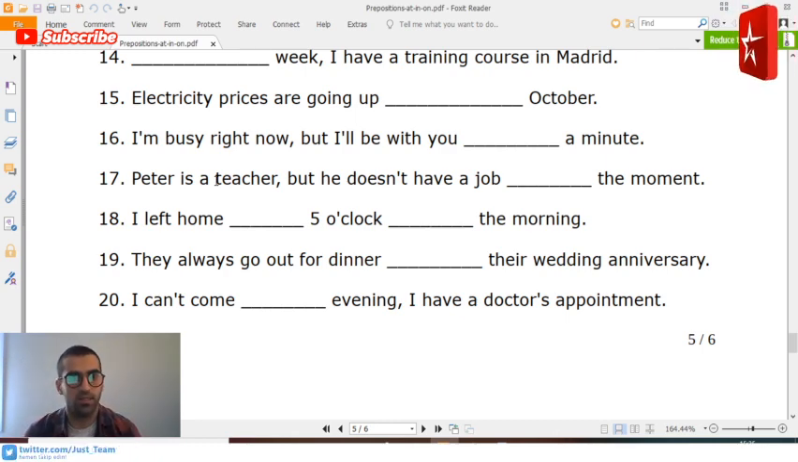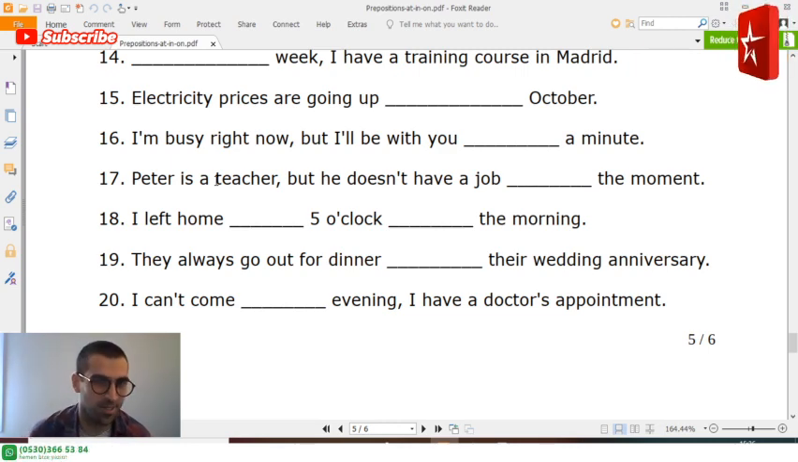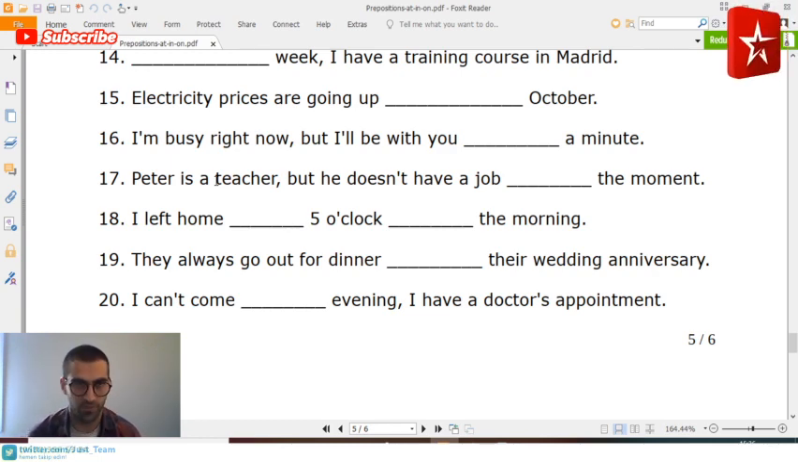Number 20. I can't come blah blah blah. I have a doctor's appointment. Next yazanlar var. This yazanlar var. I can't come. Evening. This evening or next evening. I have a doctor's appointment. In evening. In olursa Duru. In the olması lazım. In the evening, okay?